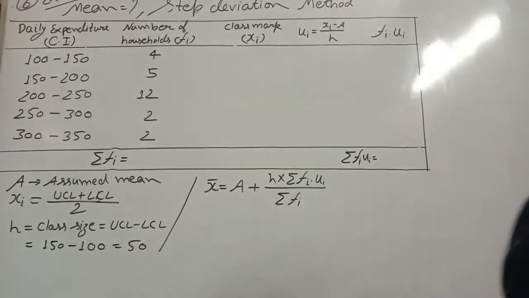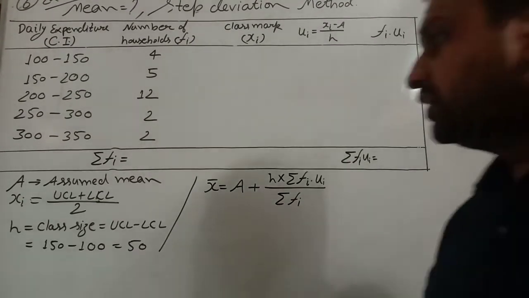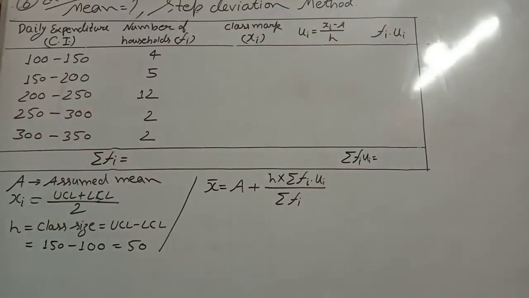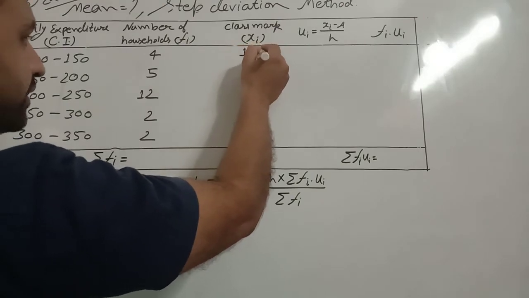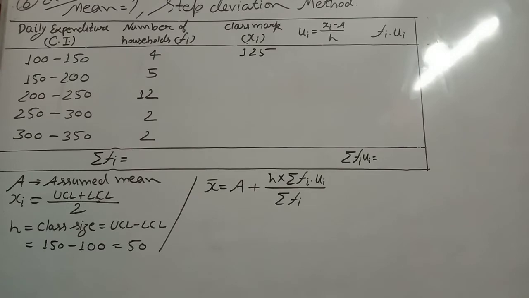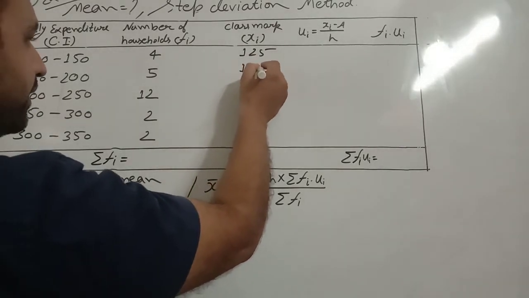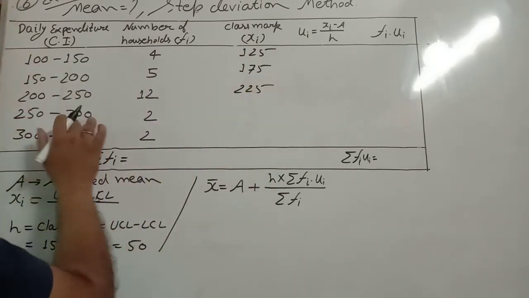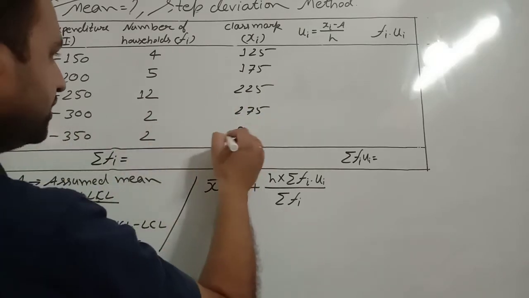Now we have to fill in the third column, the class mark, and to find the class mark, upper limit plus lower limit upon 2. It means 250 upon 2, 125. 200 plus 150 upon 2, it means 175, 225, 275, and in the last 325.